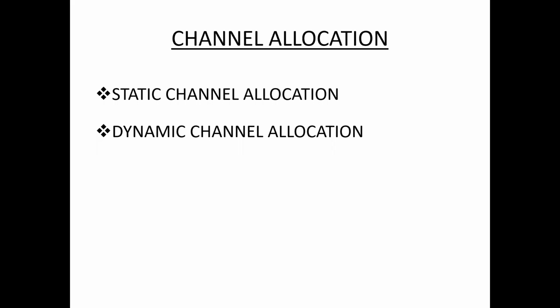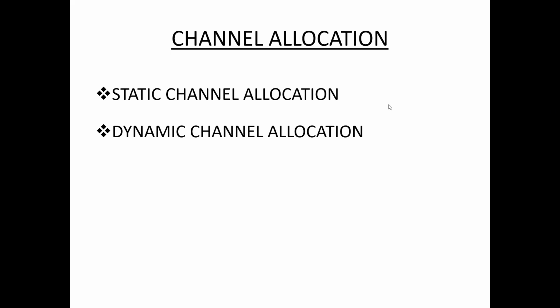The second one is dynamic channel allocation. In this scheme, frequency bands are not permanently assigned to the users. Channels are allocated to users dynamically as needed from a central pool. Suppose user B wants a channel, so one portion of the channel is allocated to user B. Dynamic channel allocation is further divided into centralized allocation and distributed allocation. So this is about channel allocation.